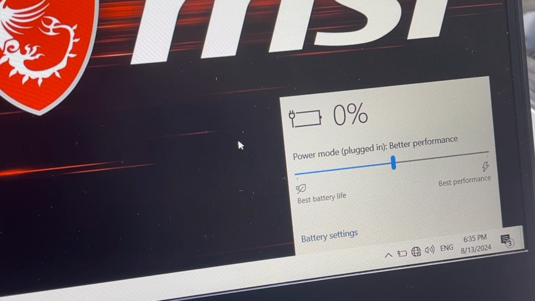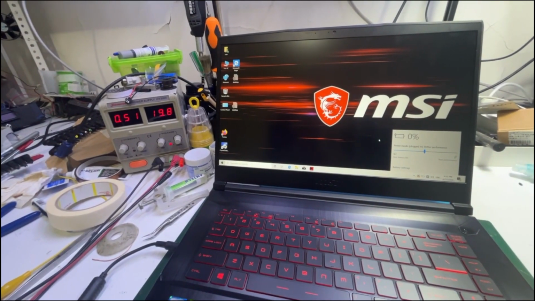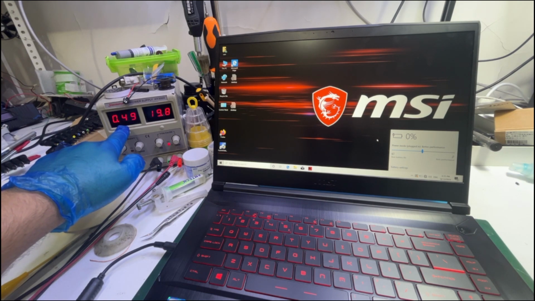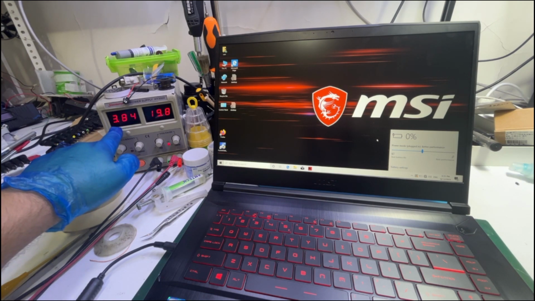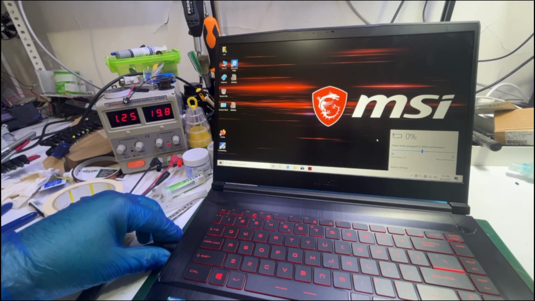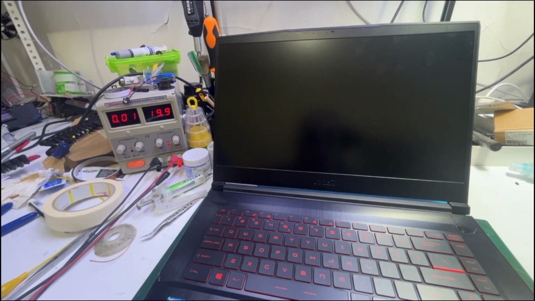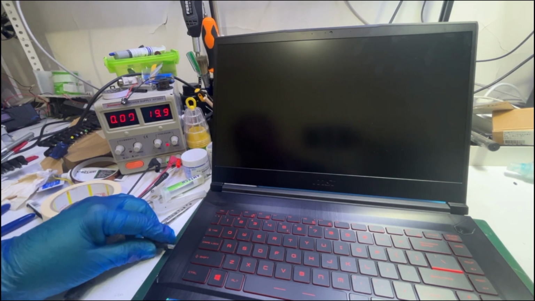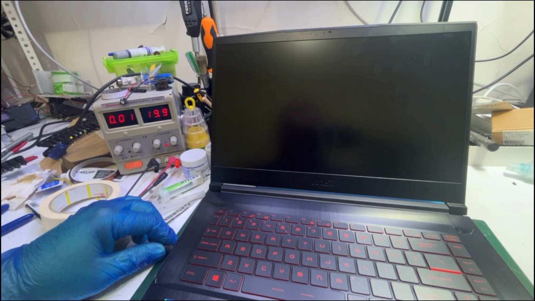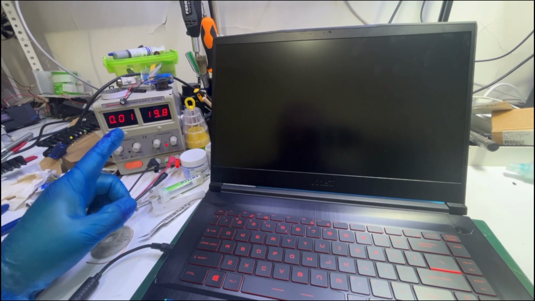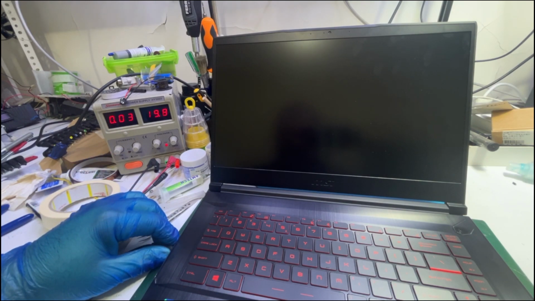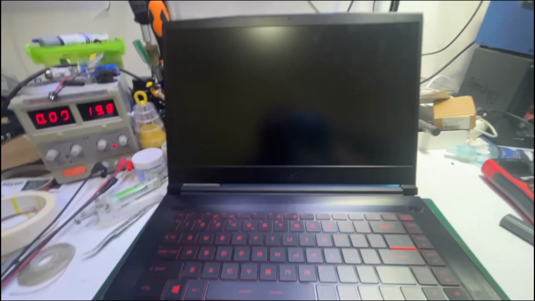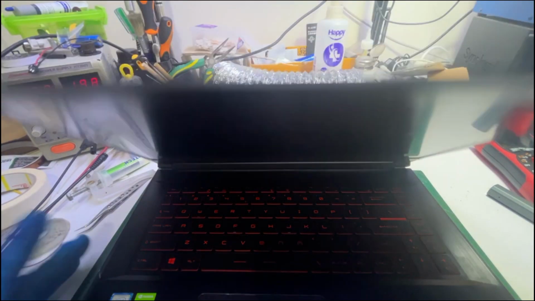It doesn't seem so. But actually, if you can see, the power is rising. 2 amps, 3 amps. Actually, it's taking lots of power from my power supply. It's not charging, that's what I know until now. Even though the charge control is trying to charge the battery.